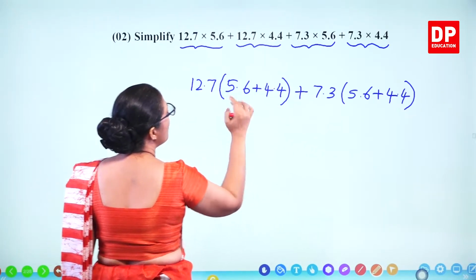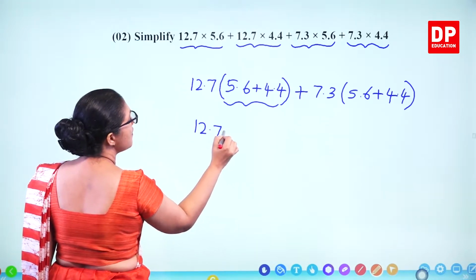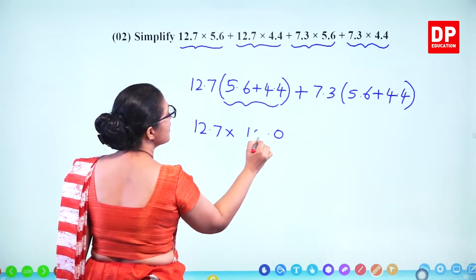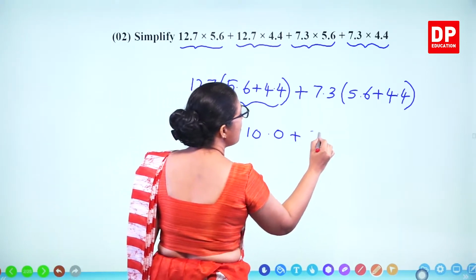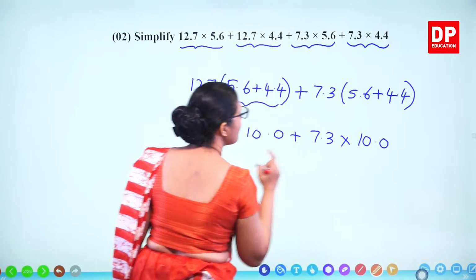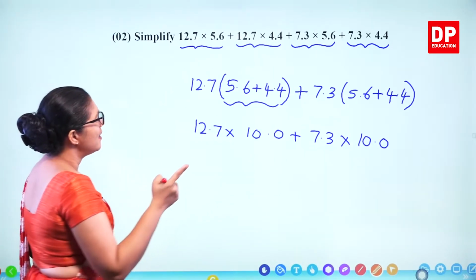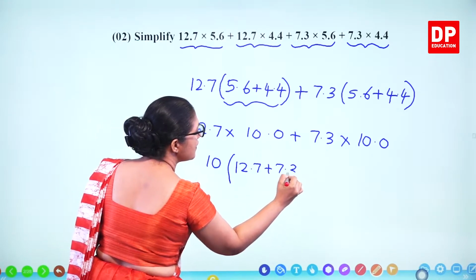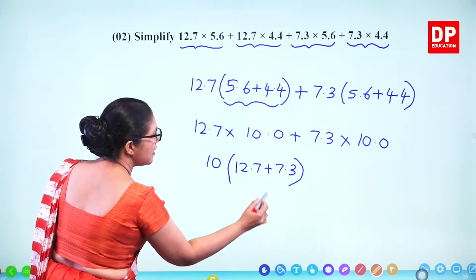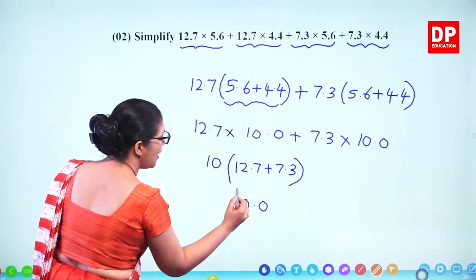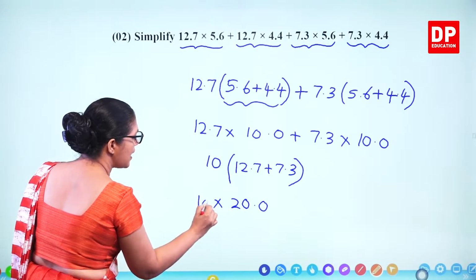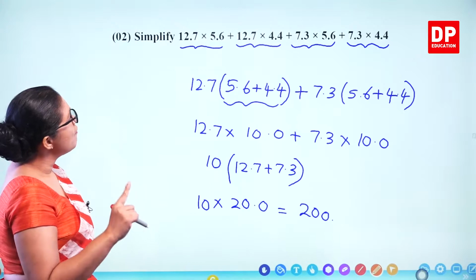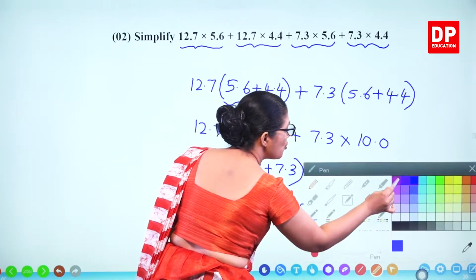Now, you can add it and first write down 12.7 into 10, plus 7.3 into 10. You can multiply it by 10, or you can take 10 now, that's common. 12.7 plus 7.3 gives 20. So 20 times 10, that's 200. So it's easy to calculate using factors. So 200 is the answer. You get 2 marks for this.